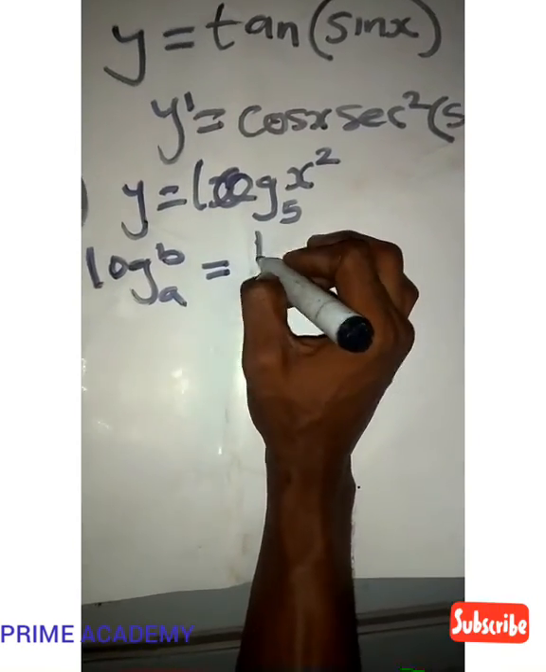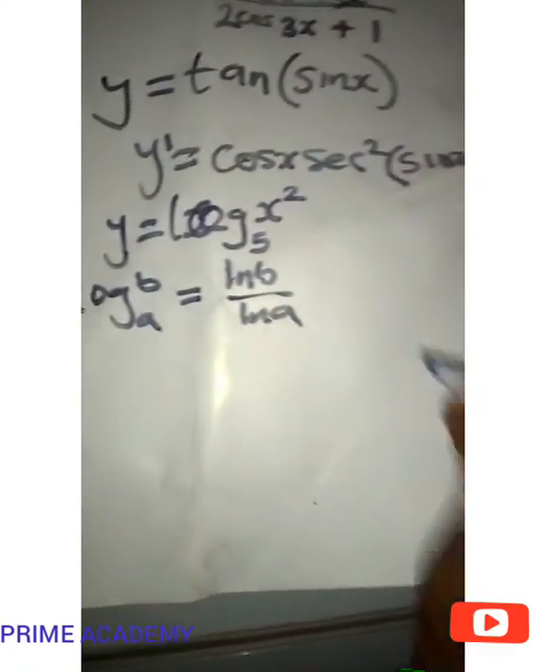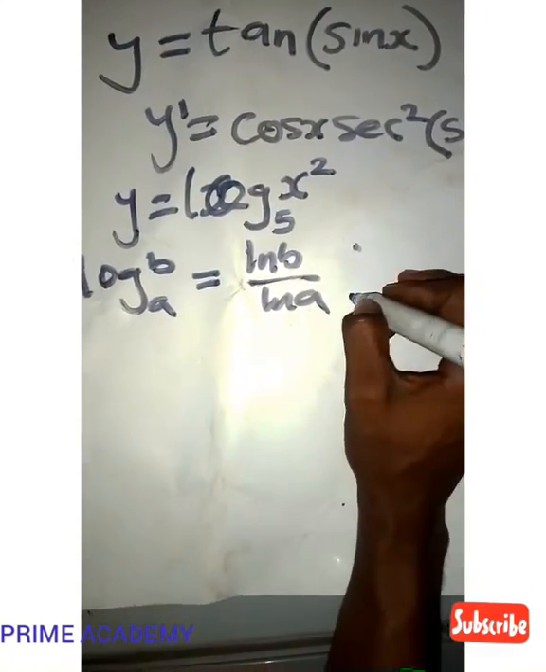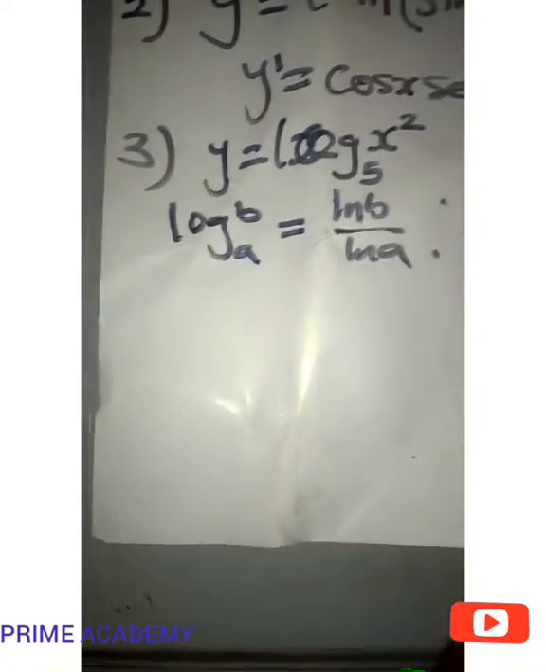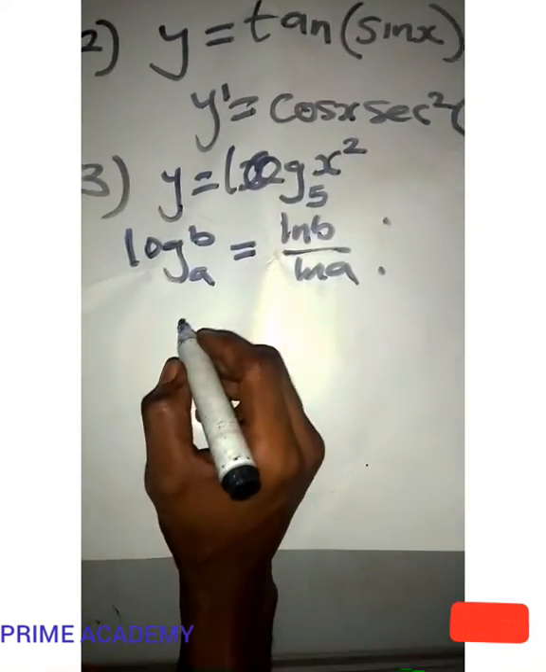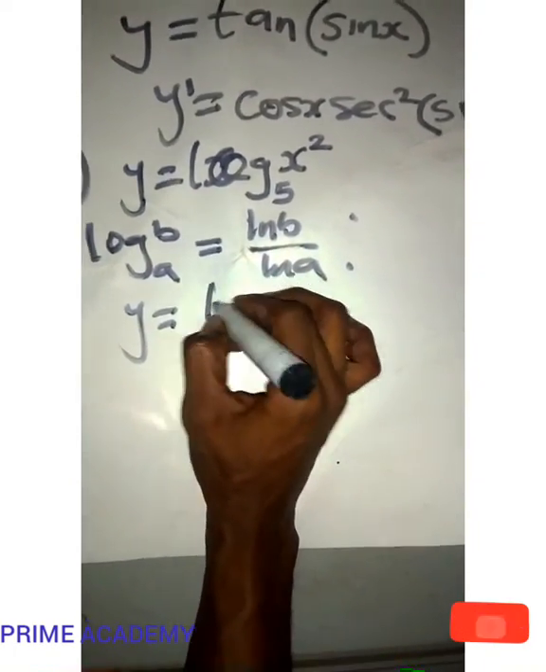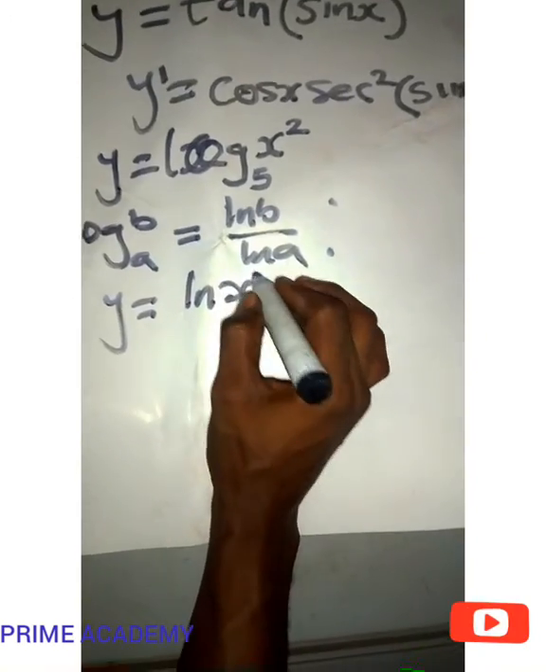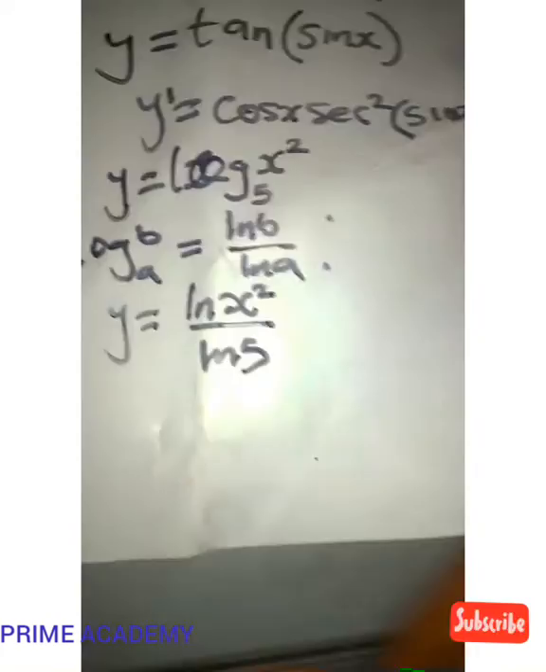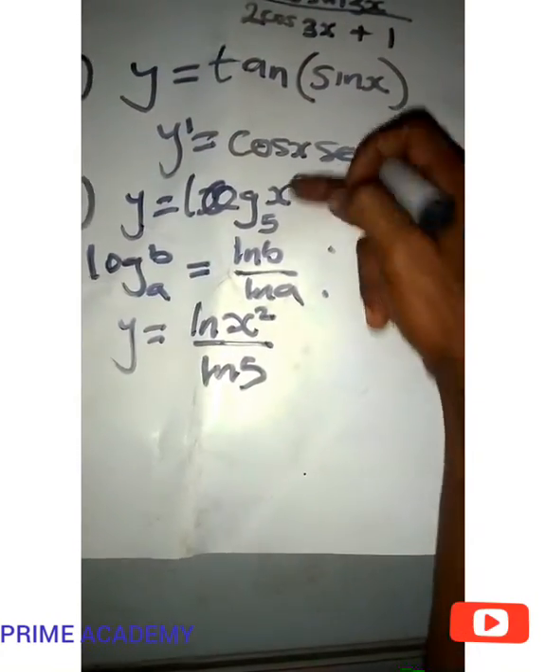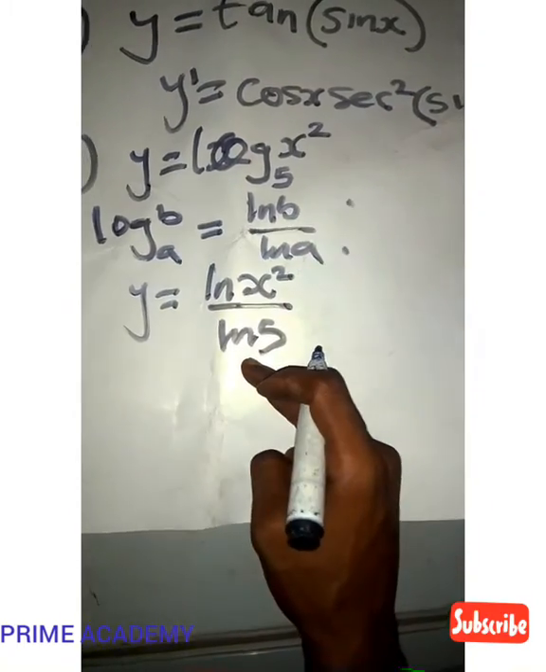So it's equal to ln b over ln a. So that is to say, we can change this from log x squared to base 5. I can write this as y is equal to ln x squared over ln 5. So this question has been rewritten in this form, ln x squared over ln 5.